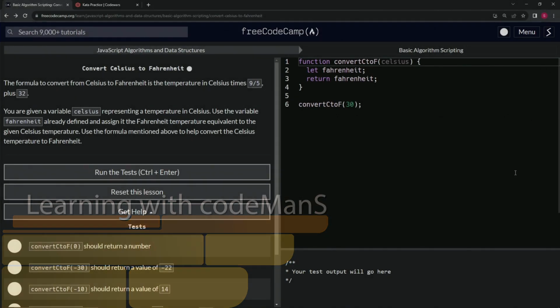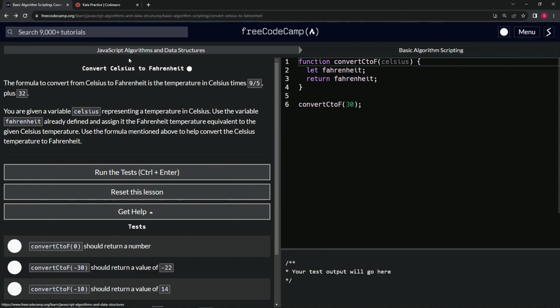All right. Now we're doing freeCodeCamp, JavaScript Algorithms and Data Structures, Basic Algorithm Scripting: Convert Celsius to Fahrenheit. The formula to convert from Celsius to Fahrenheit is the temperature in Celsius times 9 divided by 5 plus 32. We're given a variable Celsius representing a temperature in Celsius. We're going to use the variable fahrenheit, already defined, and assign it the Fahrenheit temperature equivalent to the given Celsius temperature. We're going to use the formula mentioned above to help convert.